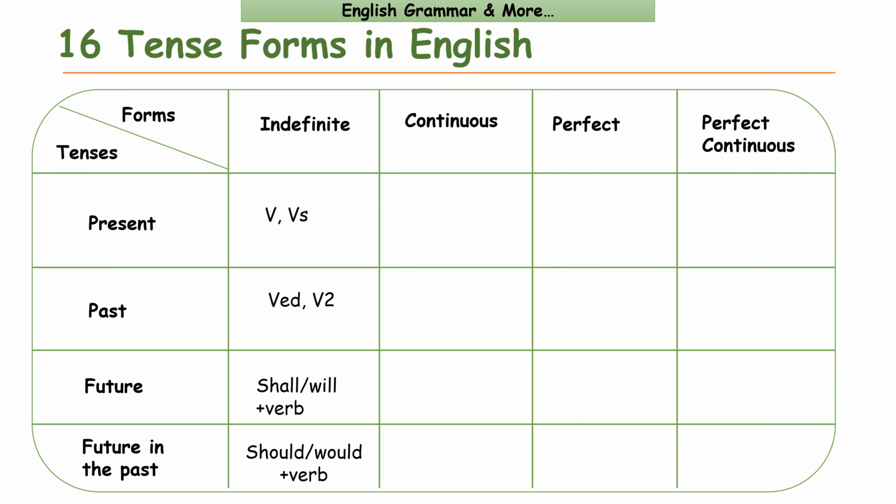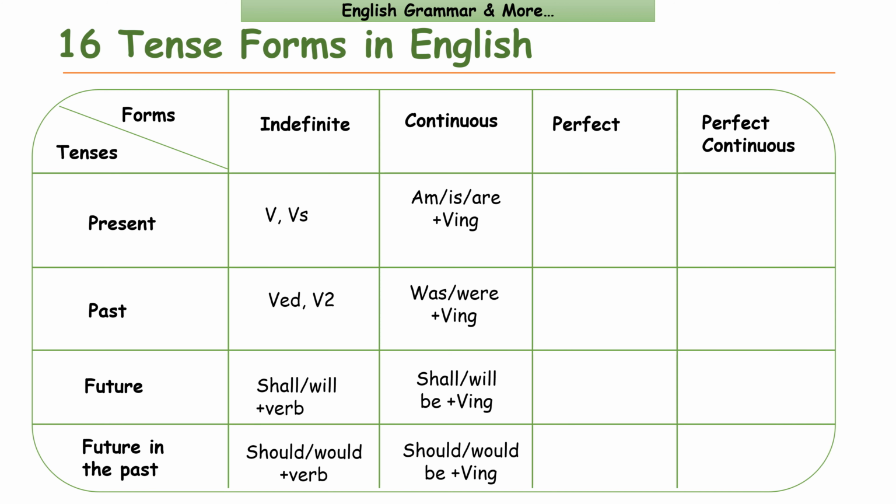When it comes to continuous tense forms, the main formula is to be followed by a verb ing. For present continuous, it would be am, is, are followed by verb ing. For past continuous, was or were, verb ing. For future continuous, shall be or will be verb ing. For future in the past continuous, should be or would be verb ing.